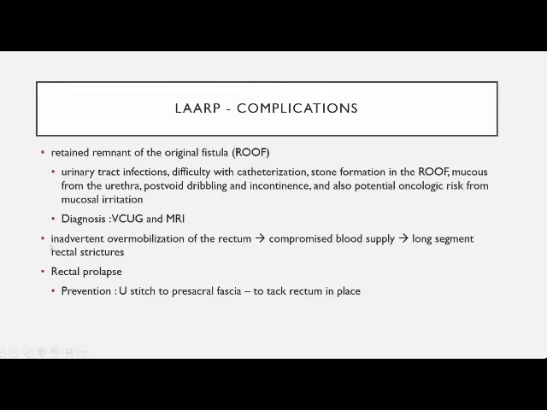Another complication is inadvertent overmobilization of the rectum, which can compromise its blood supply and lead to long segment rectal strictures. Rectal prolapse can also occur, and this is prevented, as described earlier, by taking Hitz stitches or a U-stitch to the presacral fascia to tack the rectum in place.